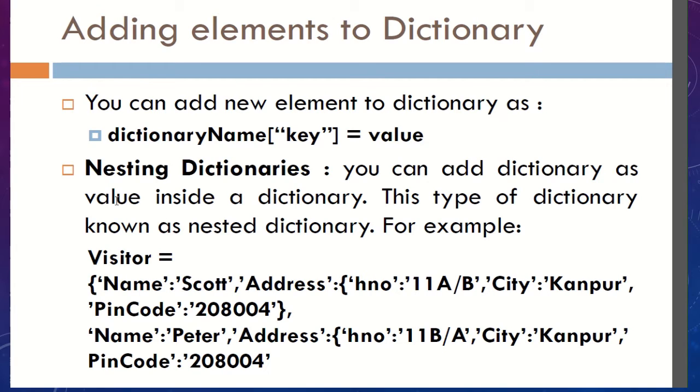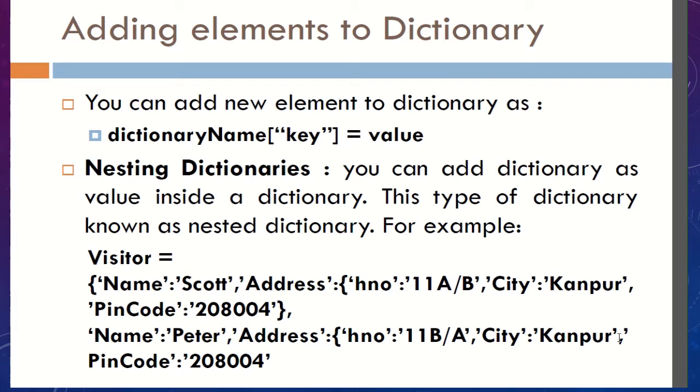Like if you want to insert a nesting dictionary, you can add a dictionary as a value inside a dictionary. So this type of dictionary is known as what? Nested dictionary. You can see visitor name colon Scott means this is the key and this one is the particular value. Then address is the key, and under that there are various values like house number. Then all of these are the values being inserted under the key name address. So this type of nesting dictionary could be added.